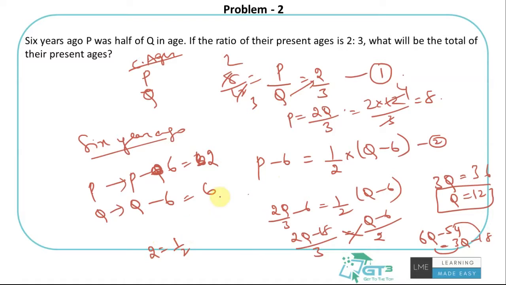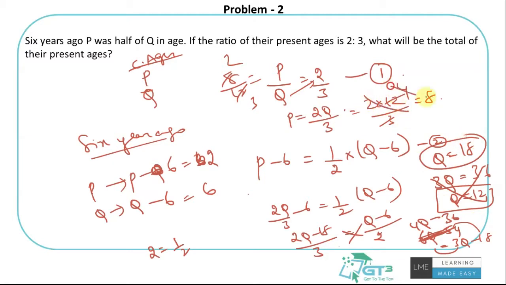One second. I think something seems to be off here. 3Q minus 18, okay, my bad. 2 into 18 is 36, right? So this is all wrong. 2 into 2Q is 4Q, minus 2 into 18 is 36. So this entire equation is wrong. 4Q minus 36 is 3Q minus 18. So 4Q minus 3Q is Q equals plus 36 minus 18, which is 18.